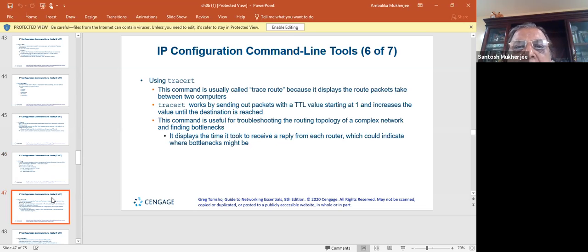Using tracert, this command is usually called trace route because it displays the route packets take between the two computers. Tracert works by sending out packets with a TTL value starting at 1 and increasing the value until the destination is reached. This command is useful for troubleshooting the routing topology of a complex network and finding bottlenecks. It displays the time it takes to receive a reply from each router, which could indicate where bottlenecks might be.